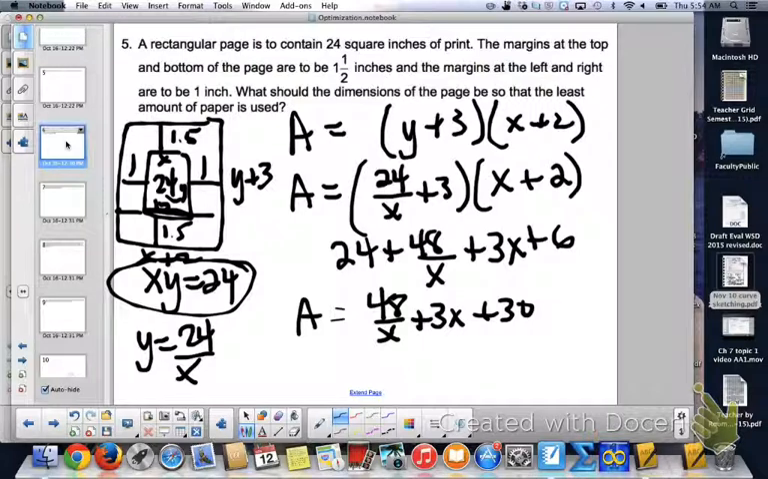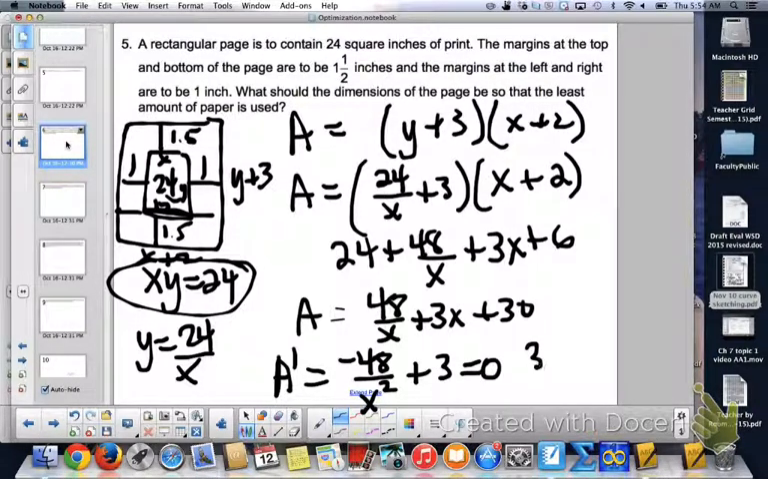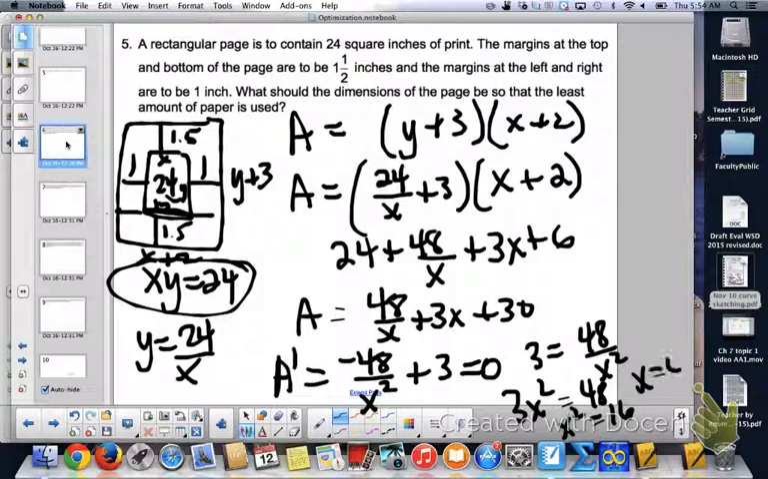So now do your derivative. Let's see, that is x to the negative 1, so negative 48 over x to the negative 2, or times x to the negative 2, so over x squared plus 3. Set that equal to 0. So 3 equals 48 over x squared. 3x squared is 48. x squared is 16. So x is plus or minus 4. We don't need the negative 4 because it is a page and it doesn't make sense to have a negative.